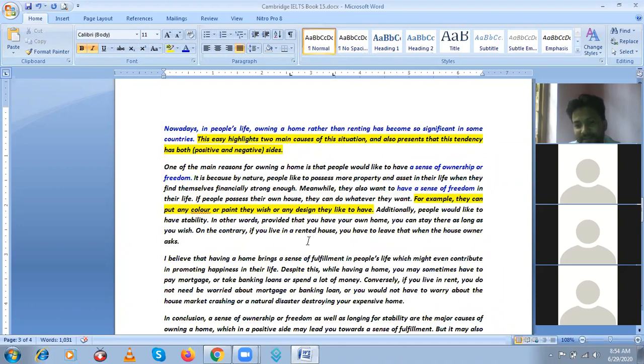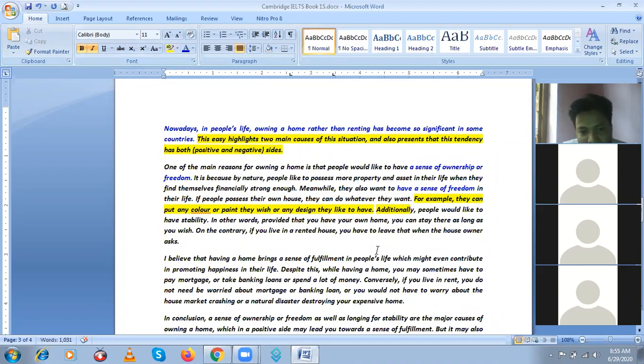So this is the example. This is freedom, a sense of freedom. Additionally, now another point is coming here. We have done the first supporting one, sense of freedom and sense of ownership.